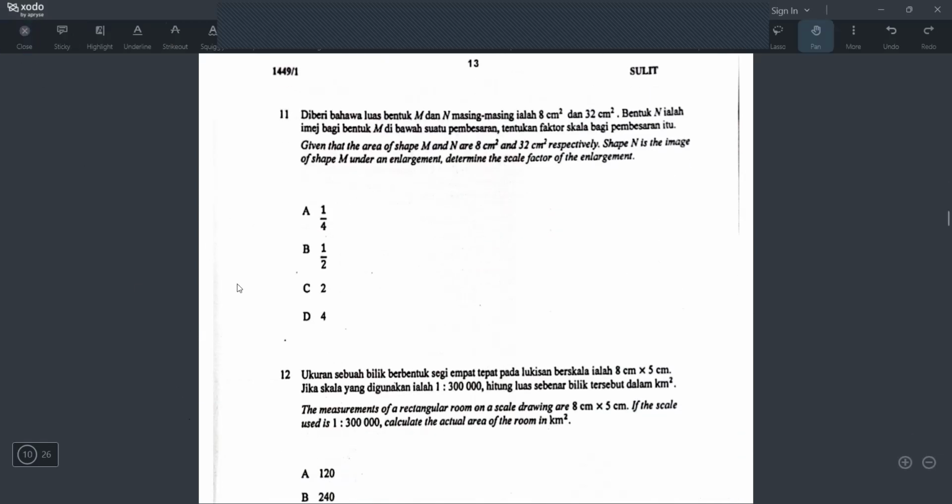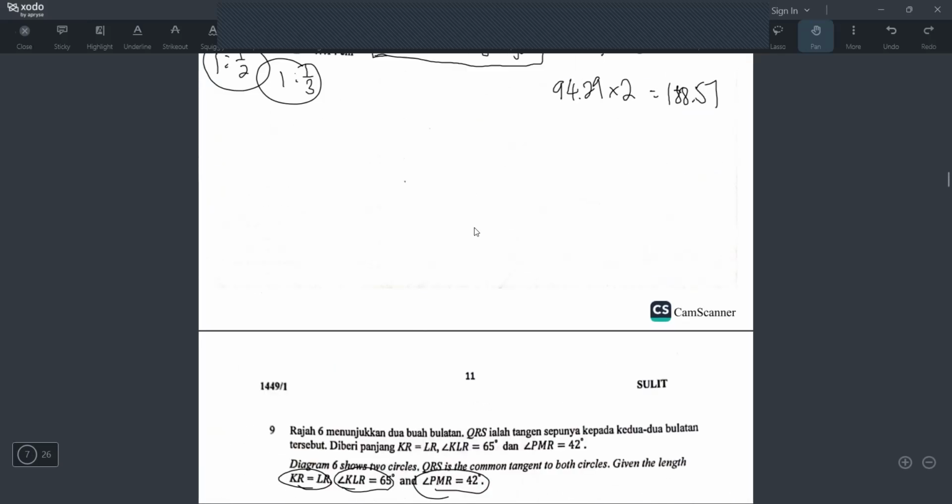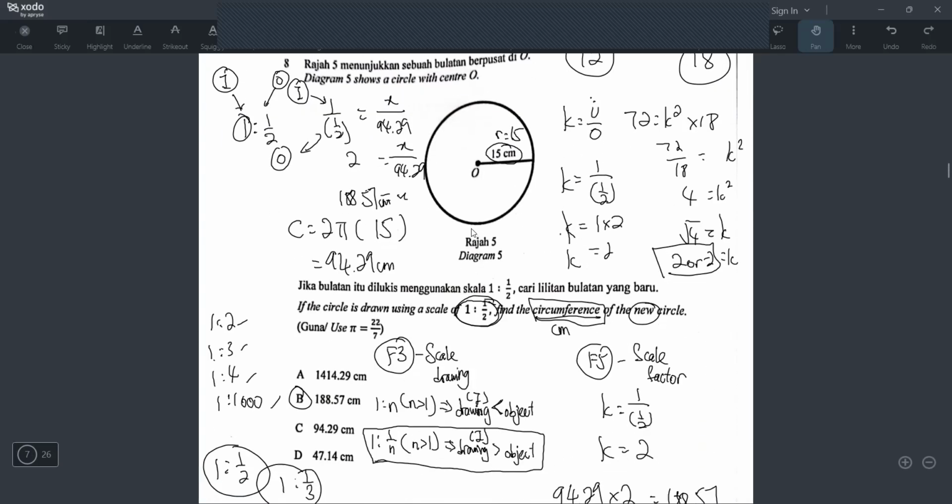Okay. Number 11, given that the area of shape M and N are 8 and 32, shape N is the image of shape M under an enlargement. Oh my god, I predicted this question just now. Do you remember in question 8 just now? I keep on giving you the advice. What advice did I give you?